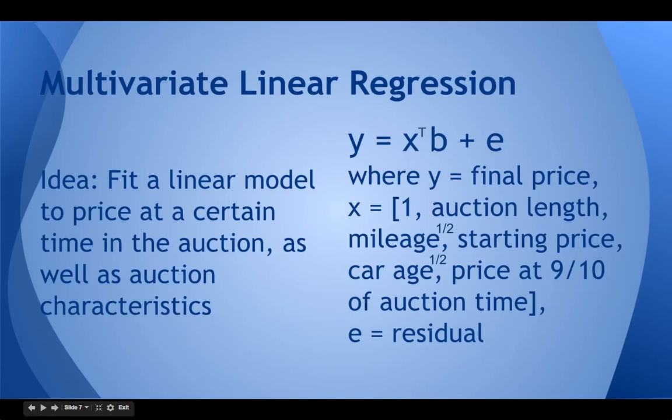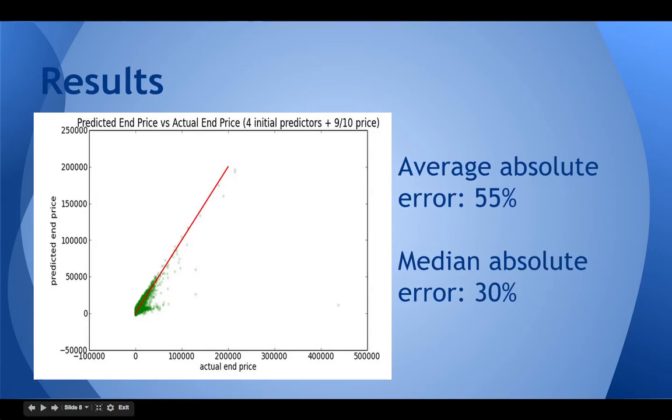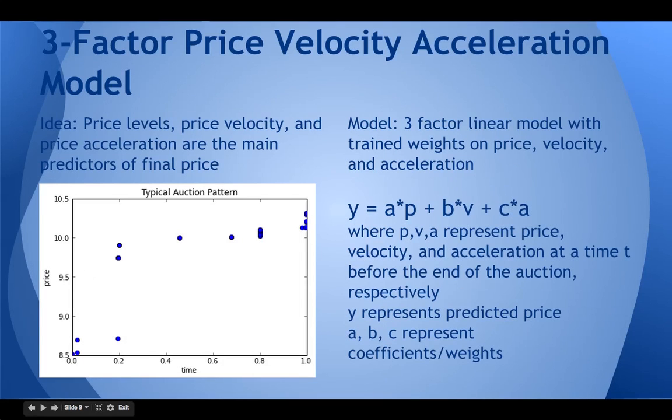The characteristics we used were auction length, the square root of mileage, starting price, and the square root of car age. This method produced a much lower average error than all of our bootstrap methods. Our last method is a 3-factor linear model with weights trained on price level, velocity of price, and acceleration of price. The most common bid history shape looks generally cubic, motivating the idea that price level, velocity, and acceleration at a given point in an auction can be used to predict the final price.